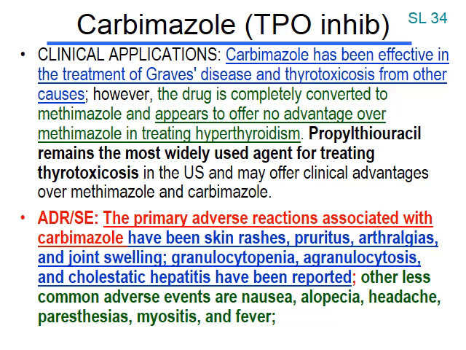Rather, other thioamides such as propylthiouracil or methimazole are used in the treatment of thyrotoxicosis. Now, these thioamides have some primary adverse reactions. Particularly, skin rashes, pruritus, arthralgias, or joint swelling have been observed in some patients. Granulocytopenia and agranulocytosis are something to worry about in patients who take thioamides, and in fact they will be monitored.